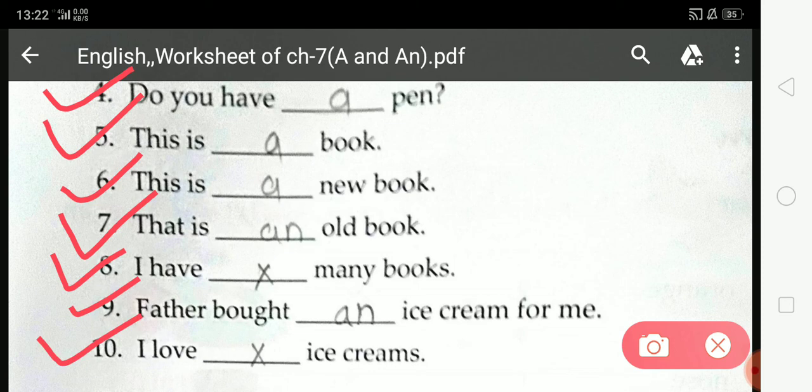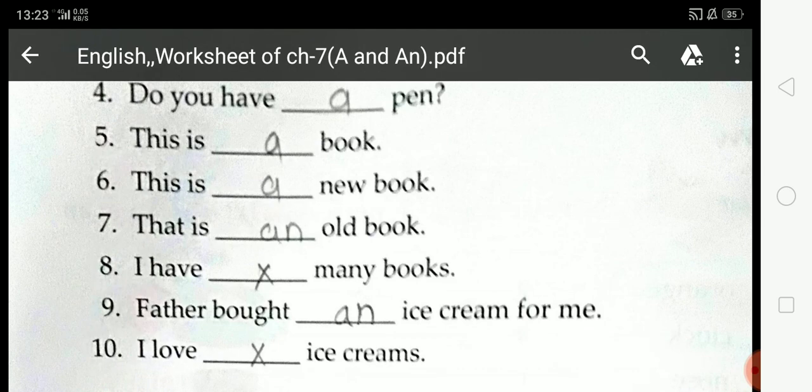Now come on, ten, I love ice creams. So here student, ice creams. In ice creams, S is added. It means there is more than one ice cream. So student, here we cannot use a or an for ice creams. Here you have to put a cross before ice creams.